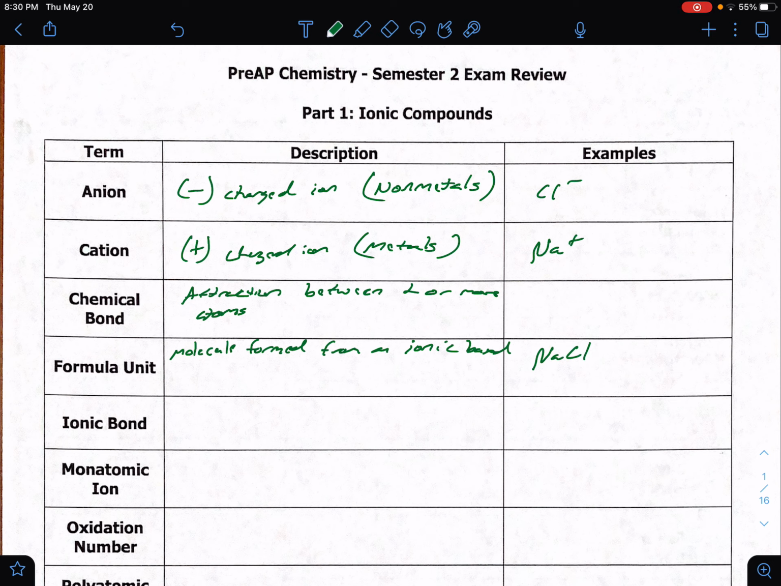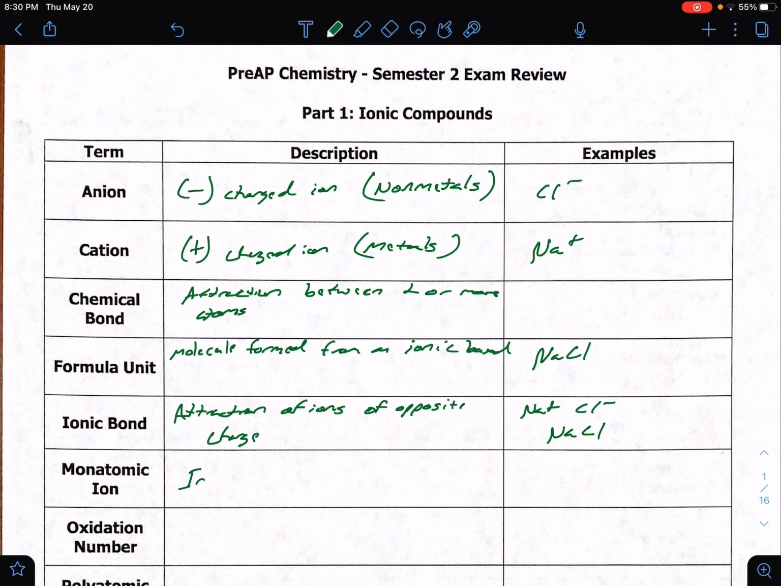Our ionic bond. An ionic bond is the attraction of ions of opposite charge. So when you take Na plus and Cl minus, they're going to have that attraction and come together to make NaCl.